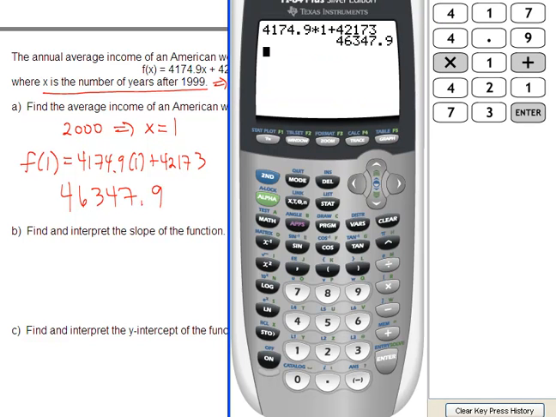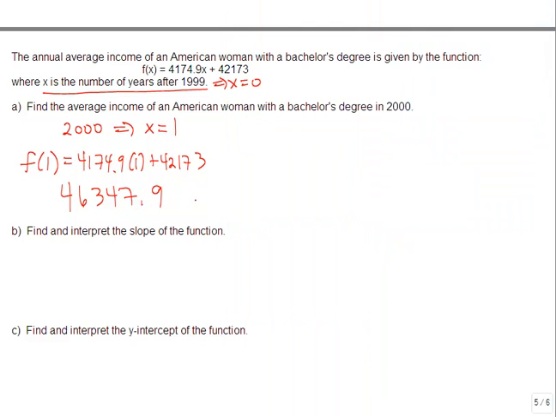46347.9. I don't know if I remembered that correctly. 46347.9. Yes. Now, what about some units on this? What does this value represent? It's the f of x value, which is that annual average income. So this is a money value.